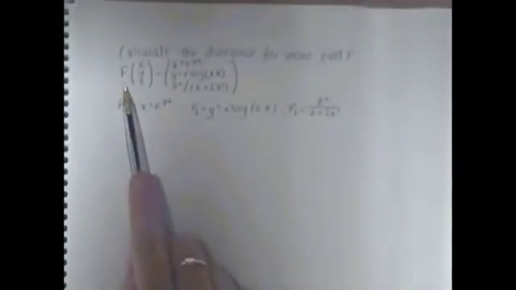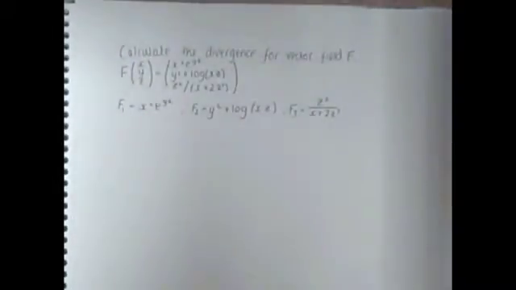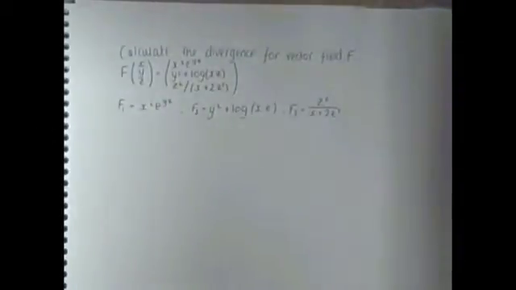Okay, we're going to calculate the divergence for the vector field f. Here we've got the vector field, and as defined below is f1, which is x squared e to the yz, f2, y squared plus log xz, and f3, z squared over x plus 2z cubed.